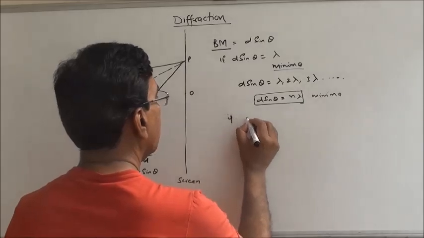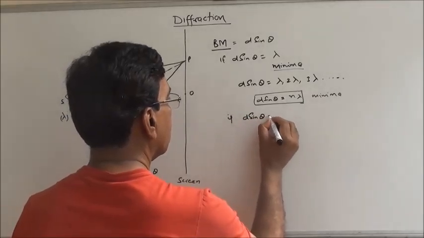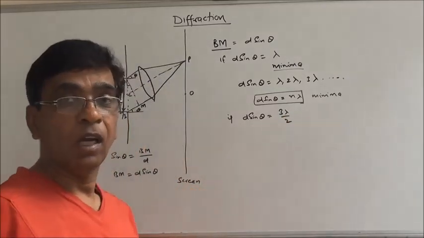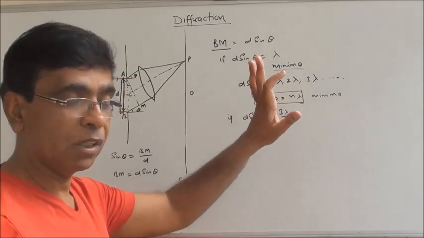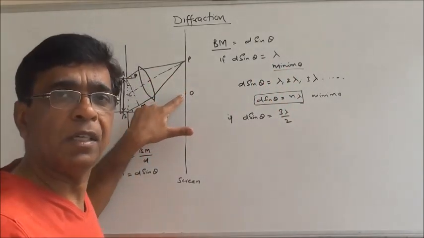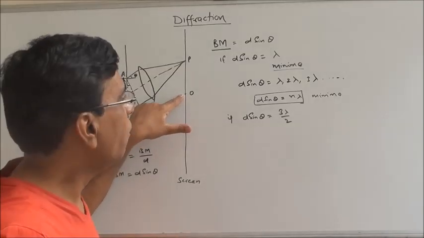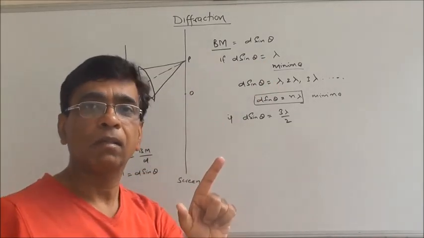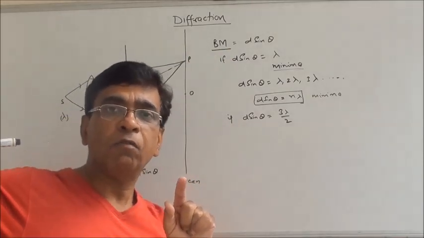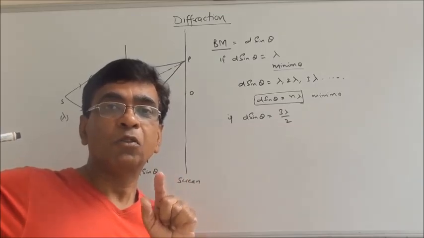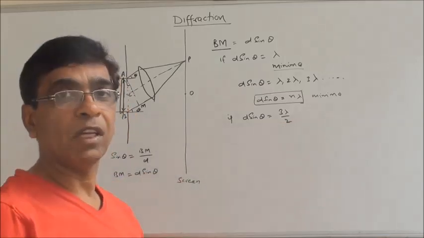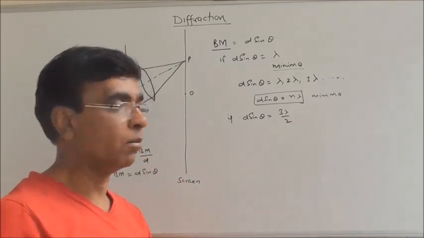Now let me take, if d sine theta is 3 lambda by 2. I am not taking lambda by 2. Why? Try to understand it. We got central maxima at 0 and we got first minima at lambda. So the next maxima will be after lambda only. So I am taking 3 lambda by 2 directly, not lambda by 2, as that is covered in the central maxima.